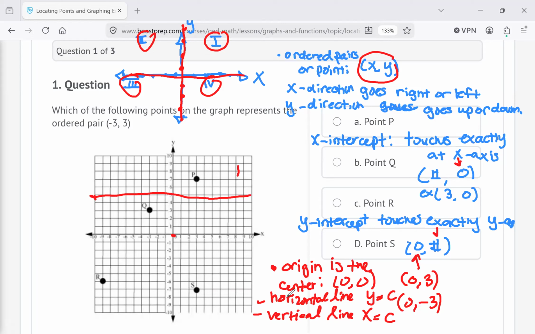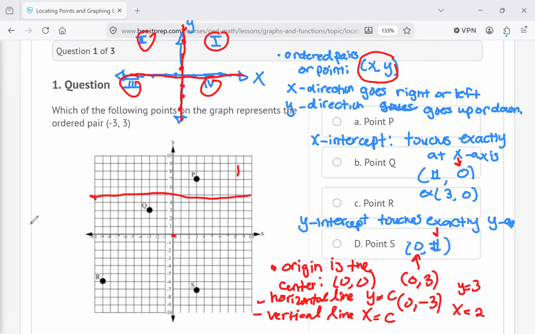And then for a horizontal line, you know you have a horizontal line if it's y equals a constant. So for example, y equals 3. And you know you have a vertical line if it's x equals a constant. So for example, x equals 2. Okay, so you probably know that already, but it's a good refresher.